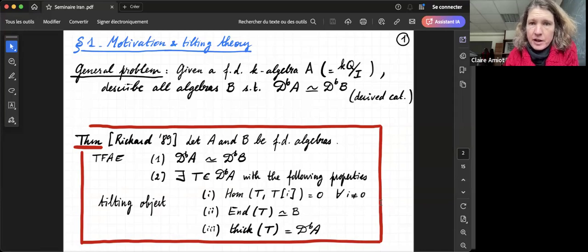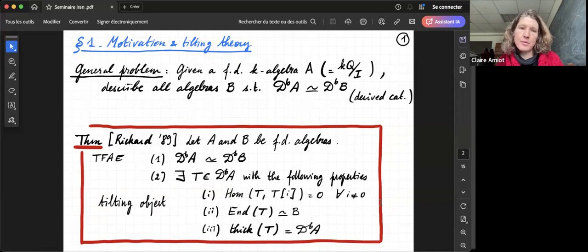We are given a finite dimensional K-algebra A, where K is a field. And we want to describe all algebras B such that we have a triangulated equivalence between the derived category of A and the derived category of B. It's a very general and difficult problem in this generality. But what tool do we have to solve this problem?